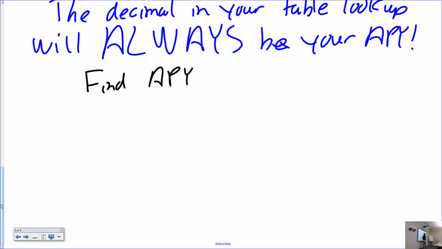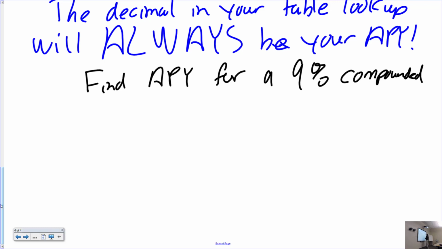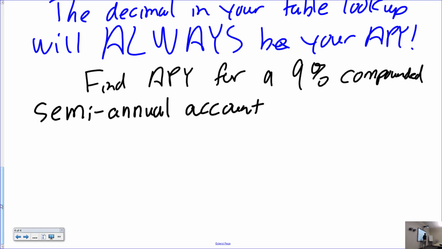find APY for a 9% compounded semi-annually account. Because now you don't even need to know a dollar amount, right? In theory, you know, the book will always say that you do, but you don't, right? So, you still pretend like you're going to do this the normal way, right?